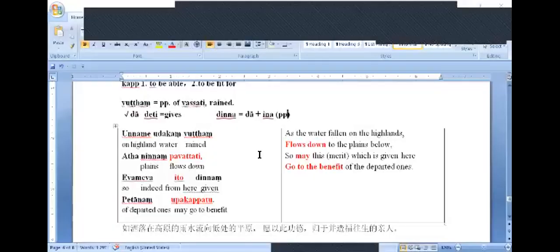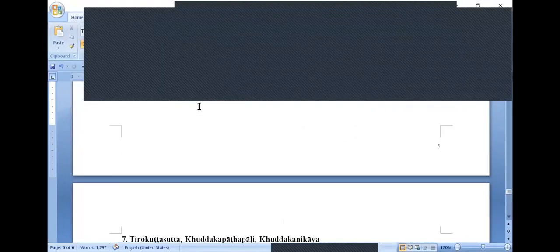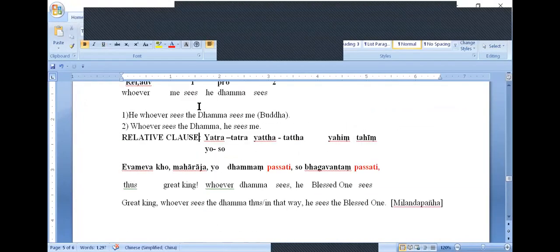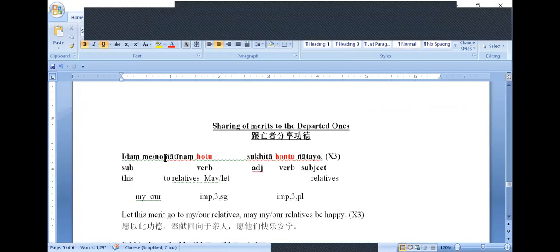Previously we talked about those tu and tu. Normally you see the tu and tu in the sharing of merits. So idam me or idam no natinam hotu, because this is the imperative third person singular. Sukhita hontu, and this antu, because it's the imperative third person plural. So every time you chant this, remember it's imperative. You can find imperative in lesson 6. Today we are on lesson 7, but I just do some revision of lesson 6. You find this in lesson 6 of Pali Made Easy.